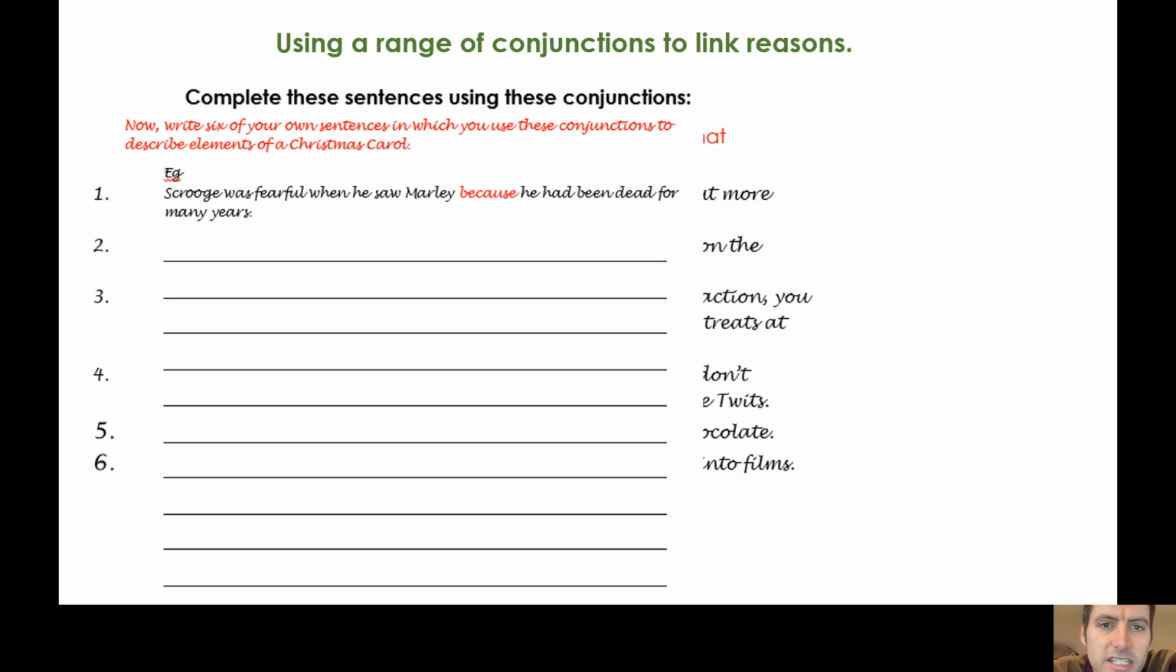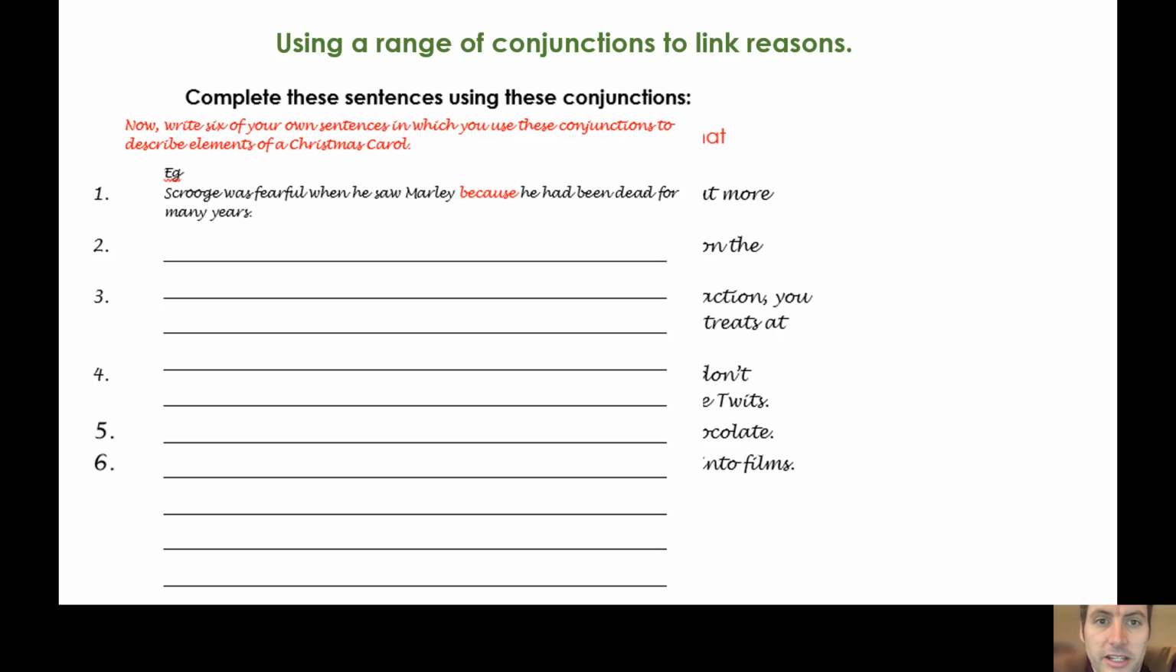Now, within those 6 sentences, the conjunction is missing. Some of them are in the middle of the sentences, some at the beginning. What I'd like you to do initially is identify which conjunction should go in those gaps. Where the lines are, they indicate there's a gap. So if you could stop the video now and have a go at doing those. Once you've completed those, you will have developed a stronger understanding of how to utilise those conjunctions.